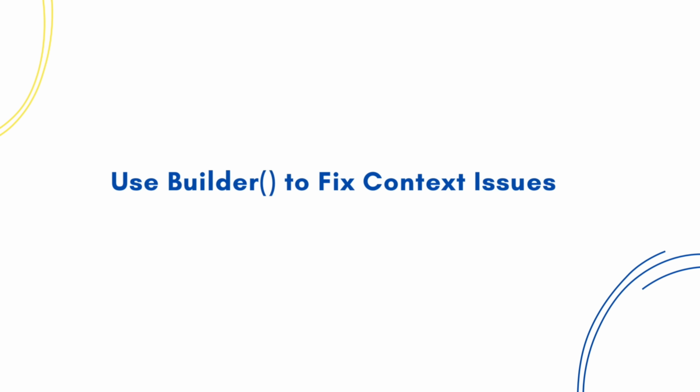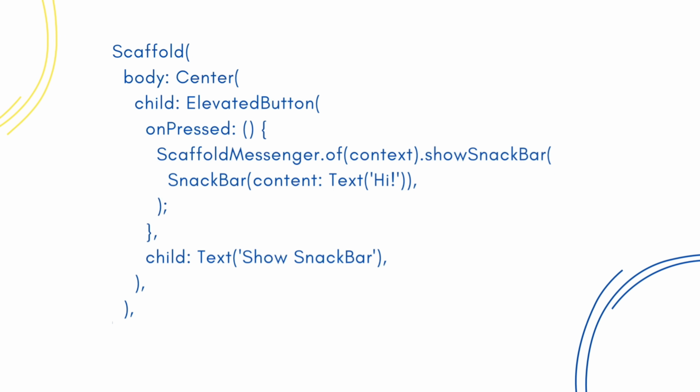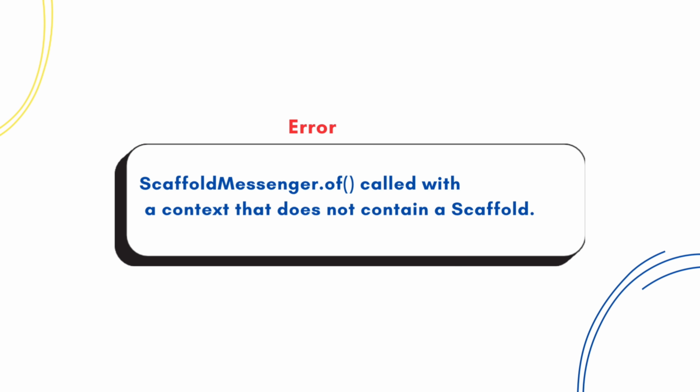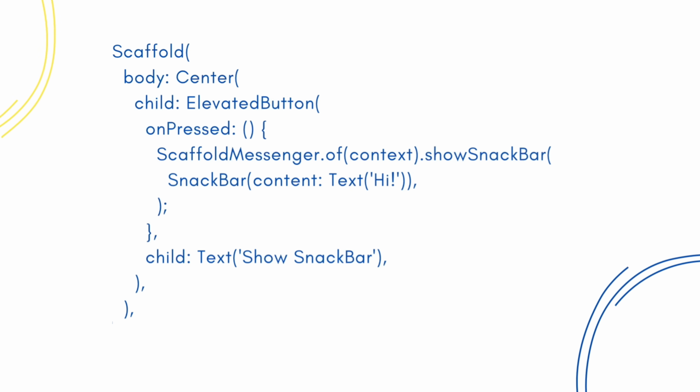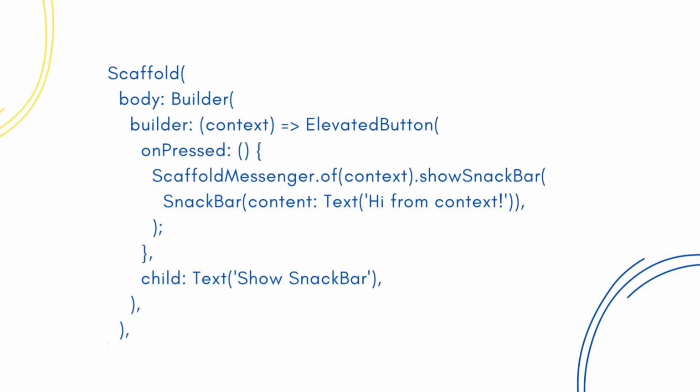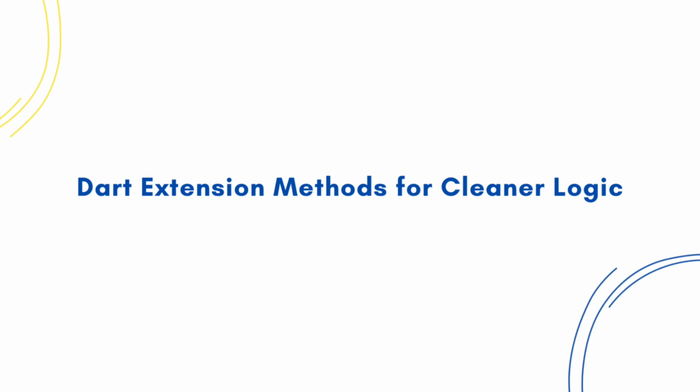Use Builder to fix context issues in nested widgets. Ever tried to use Navigator.push or Scaffold.of(context).showSnackBar, and it throws an error like "no Scaffold ancestor found"? That's because the context you're using isn't in the right place in the widget tree. The fix? Wrap it in a Builder widget. It gives you a new context that's properly scoped. Why this works? Builder returns a new context inside the widget tree, giving access to Scaffold and Theme.